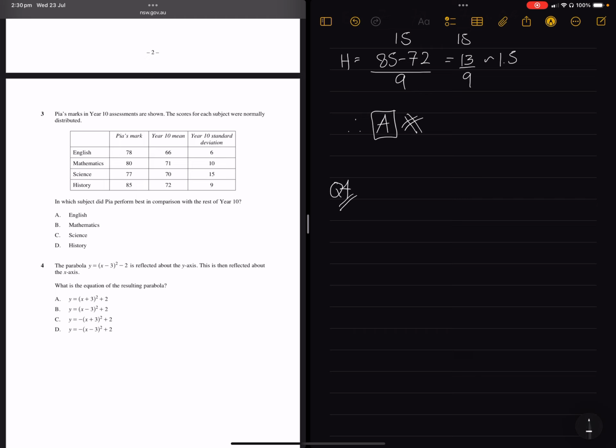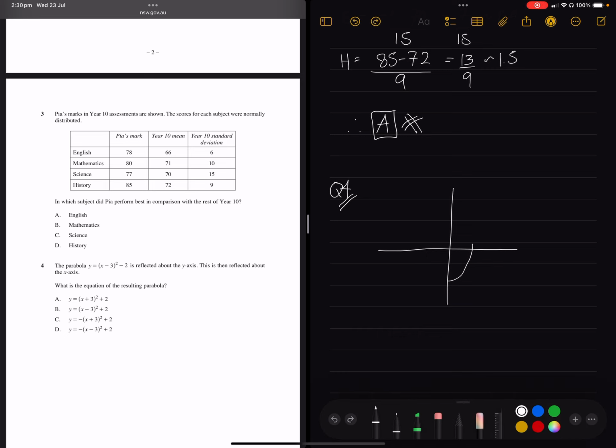Now, question 4. We're given a parabola. We're told it's reflected about the y-axis, then reflected about the x-axis. So we might just choose to draw this. It's not particularly difficult to draw basic parabolas. So if we had x squared and then we shifted it down by 2, it would be down here. So this would be x squared minus 2. And then if we replace x with x minus 3, that'll shift it to the right by 3 units.